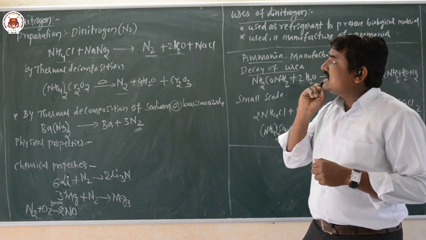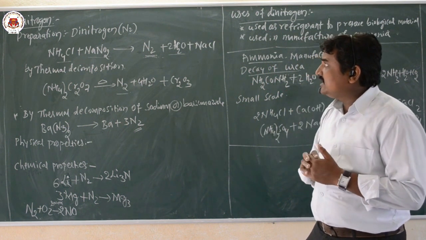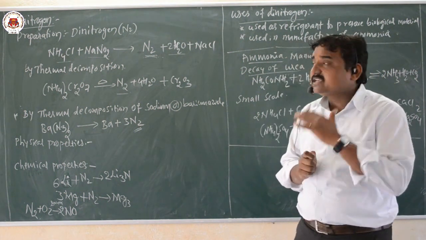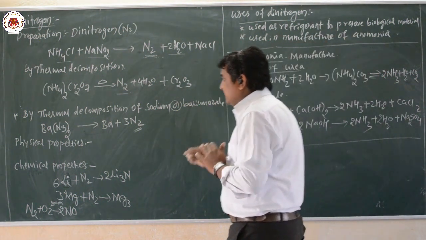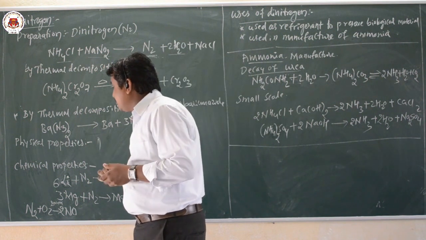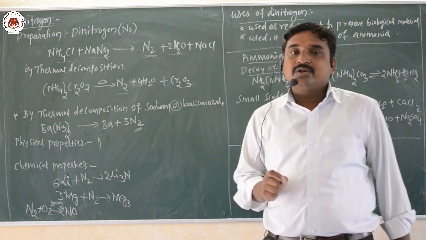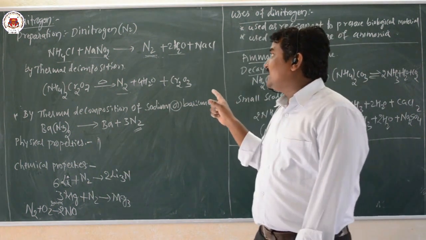Now the physical properties of dinitrogen: it is a non-toxic, colorless, odorless gas. So these are the physical properties of dinitrogen. It is a non-toxic, odorless, colorless gas.